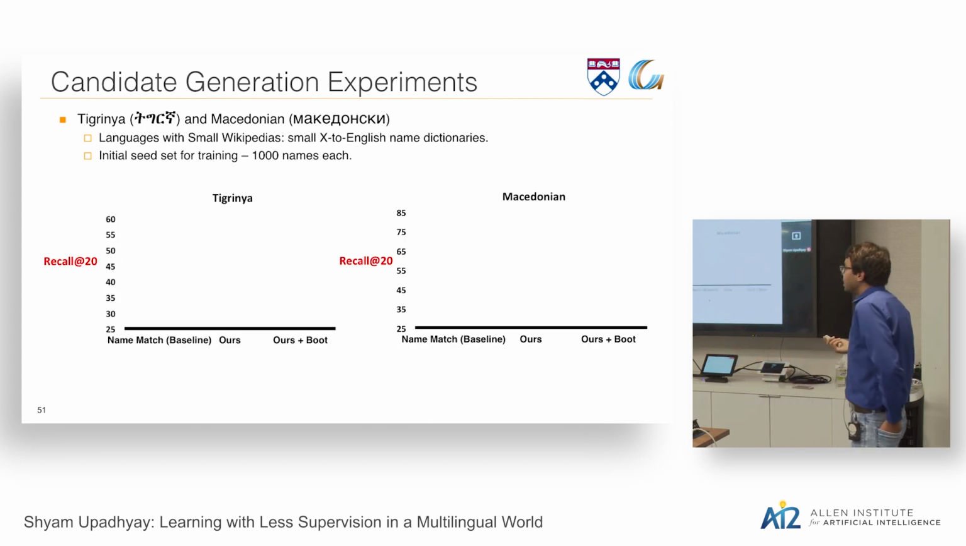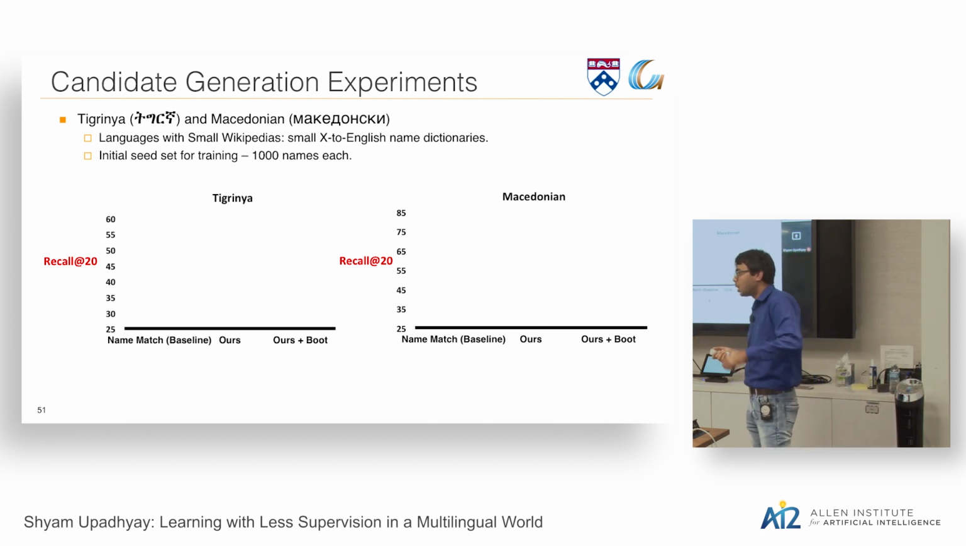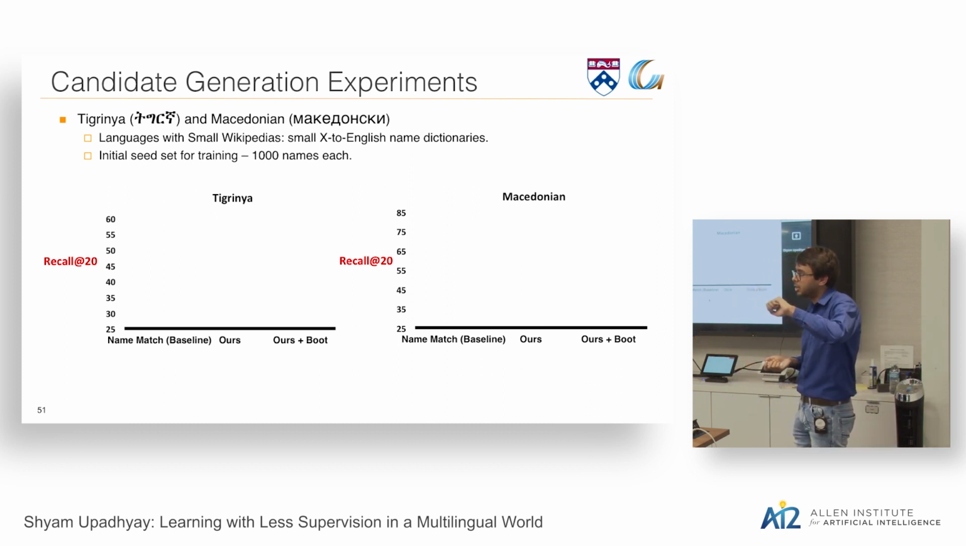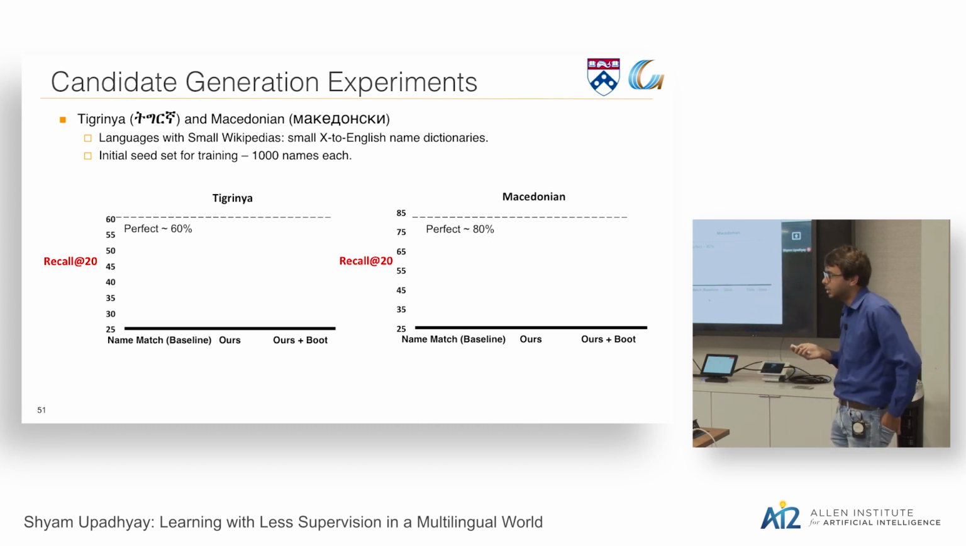And because we are evaluating candidate generation, the evaluation metric is now recall at 20. So how often is the correct candidate in the top 20 candidates? And as an upper bound on the performance, if you have a perfect transliteration system, you will get 60% recall and 80% recall in Tigrinya and Macedonian respectively. So the upper bound is far lower than 100% in both the data sets.